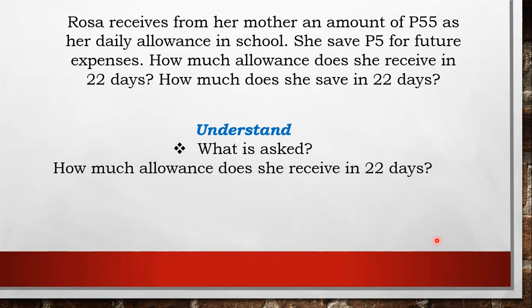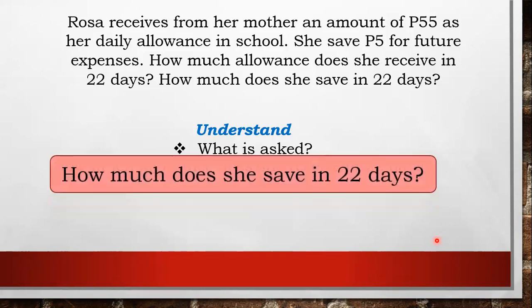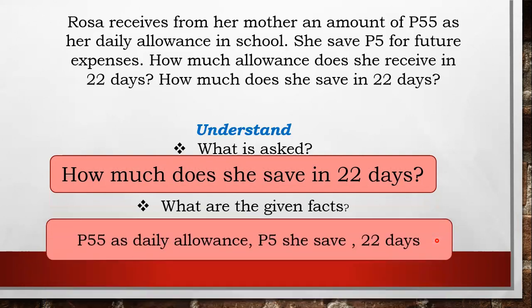Yes, how much allowance does she receive in 22 days? And there's another one. That is, how much does she save in 22 days? So in here, we do have two questions. Now, let's go on. What are the given facts? The given facts are 55 pesos as daily allowance, 5 pesos she saved every day, and 22 days.